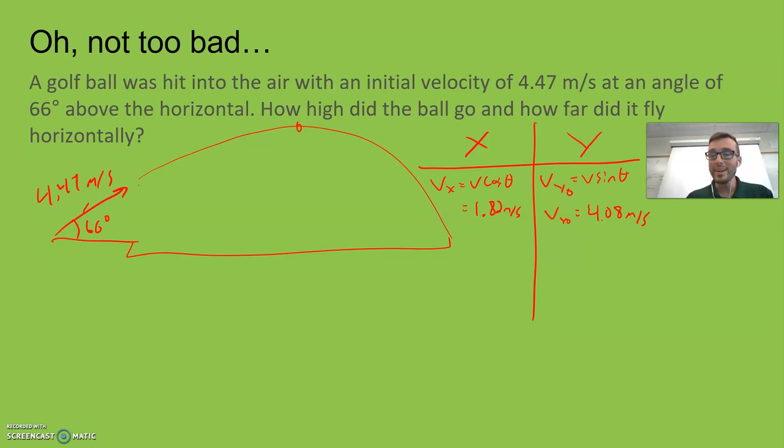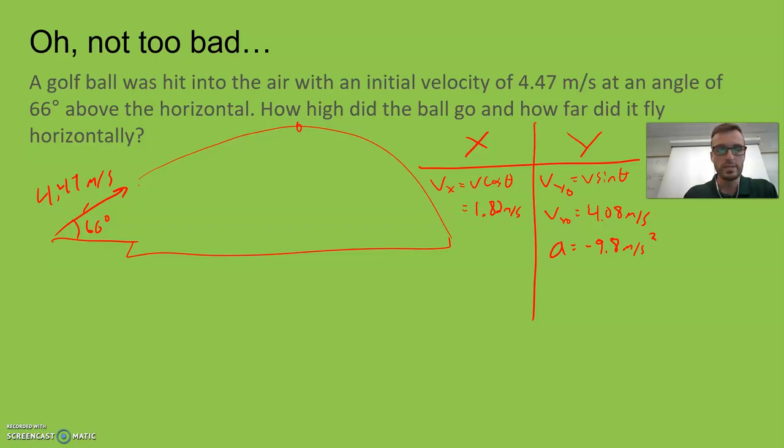Now we don't know a whole lot else, do we? We know that the acceleration is negative 9.8 meters per second squared. And that's all we get. Wow, how am I supposed to figure out how high the ball went with this information? Well, something very special happens at the apex.